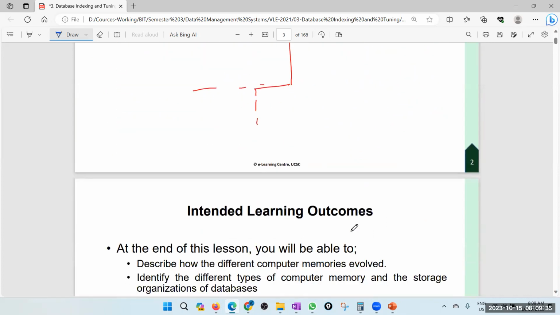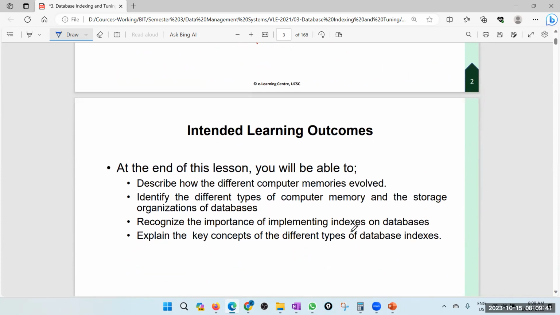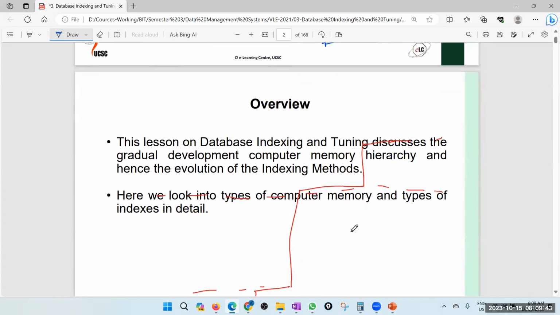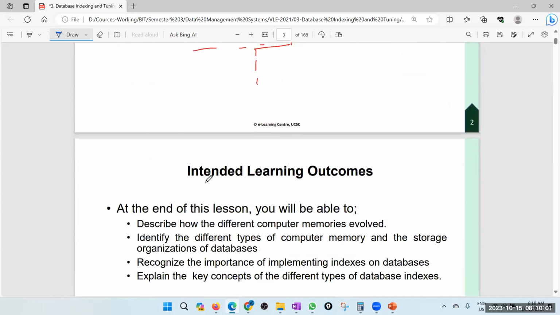Right. So we'll look at what are the different file structures, what are the different index structures, and so on in this particular topic. So this lesson on database indexing and tuning. Tuning means increase the performance. Okay. It discusses the gradual development of computer memory hierarchy and hence the evolution of the indexing methods. Here we look into the type of computer memory and types of indexers in details.